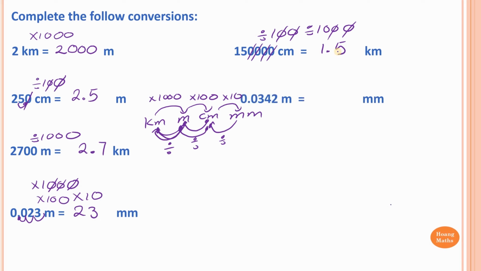Next one. 0.0342 meters convert to millimeters. So I look at the chart again, from meters all the way to millimeters. From meters to centimeters, you times by 100, and then you times by another 10 to get all the way to millimeters. Because you times by 100 and times 10, of course the number gets larger. So the decimal point here, you move 1, 2, you cancel this out, and then you move another 1, cancel out. So the decimal point is right between 4 and 2.